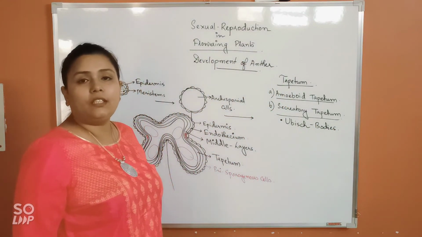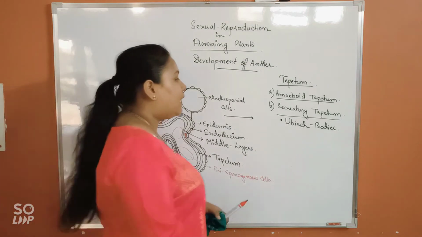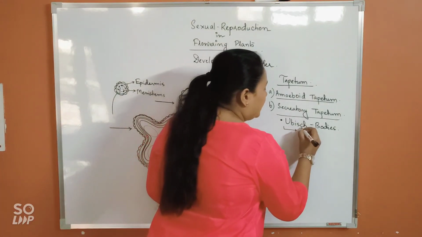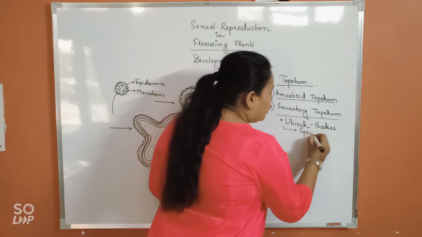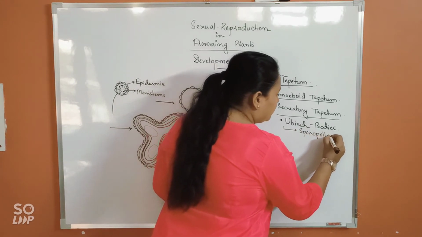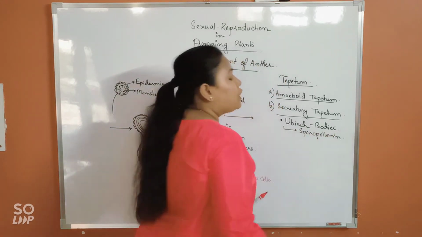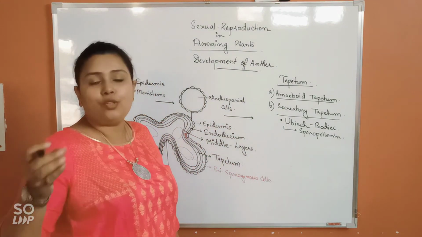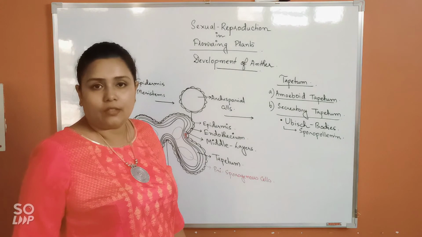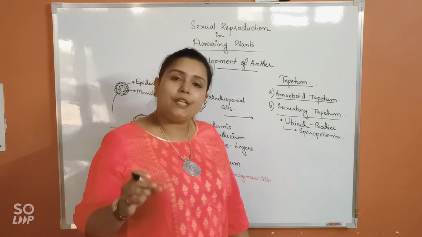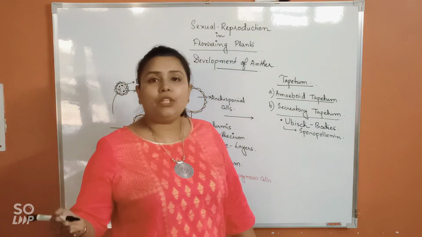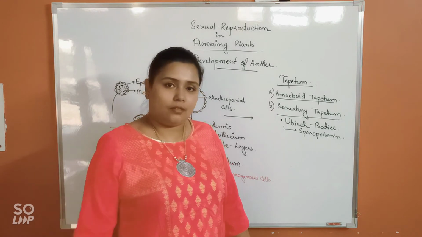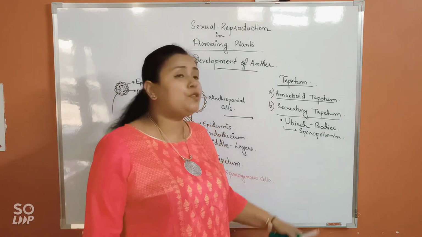Ubisch bodies are certain lipid granules that contain a very important chemical called sporopollenin. Sporopollenin forms a part of the outermost cell wall layer of the pollen grains. The cell wall of a pollen grain is mostly two-layered, outer and inner. The outer layer, called exine, is made up of sporopollenin.